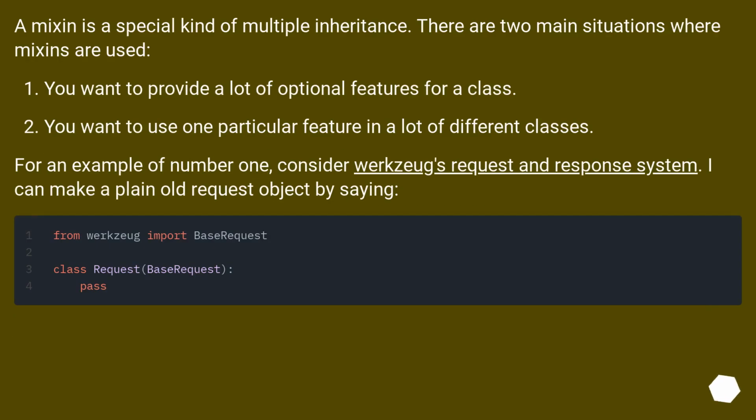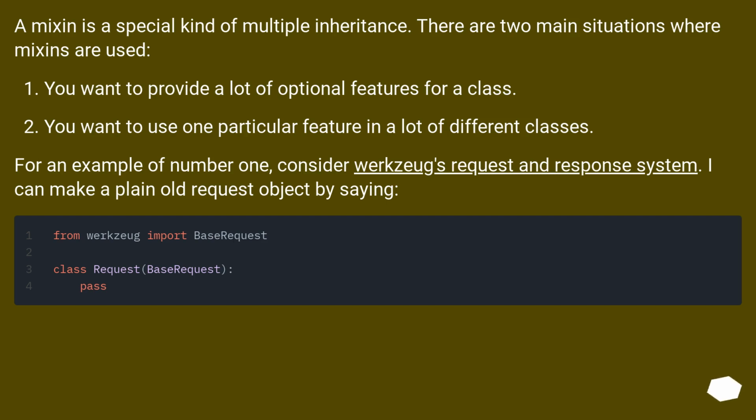A mixin is a special kind of multiple inheritance. There are two main situations where mixins are used. One, you want to provide a lot of optional features for a class. Two, you want to use one particular feature in a lot of different classes. For an example of number one, consider Werkzeug's request and response system.